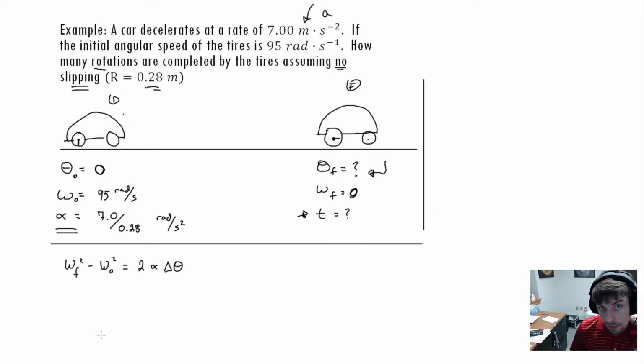Now we're just off and running. We have 0 minus 95 squared equals 2 times 7.0 over 0.28. Being careful here, this is a negative, which I failed to mention. Okay, we'll call that a negative. And you're done. We just have to run the magic numbers. 95 squared divided by 2, and I believe if we actually calculate this out, we get 25.